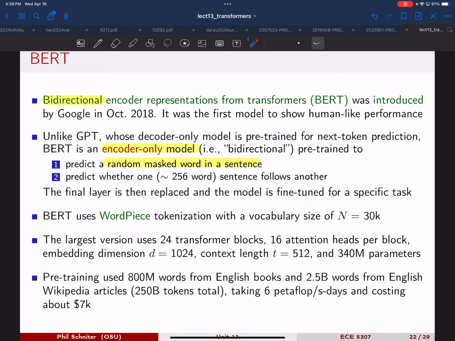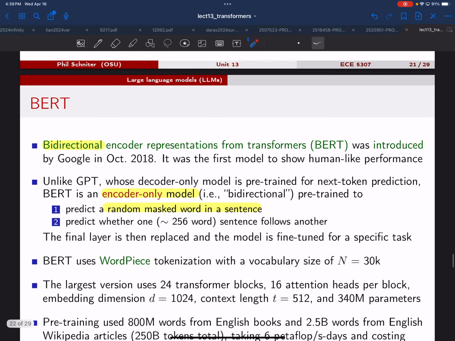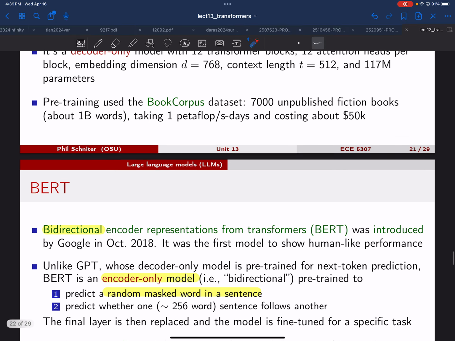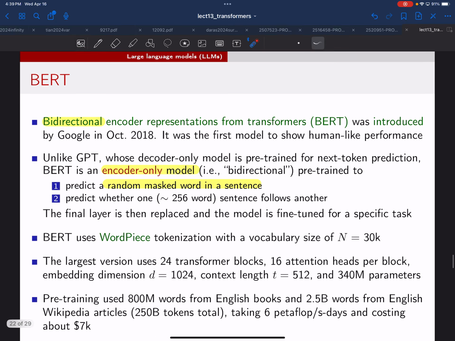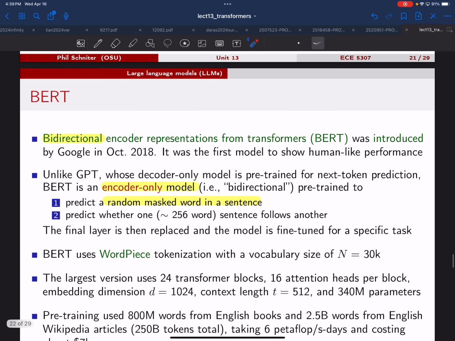This one used WordPiece tokenization with a vocabulary size of 30,000. It used 24 transformer blocks, 16 attention heads per block, embedding dimension of 1024, context length of 512, and 340 million parameters. So you can see the model is growing, 117 to 340. Context is getting longer. Well, no, context is the same. Embedding dimension got a little bit larger.